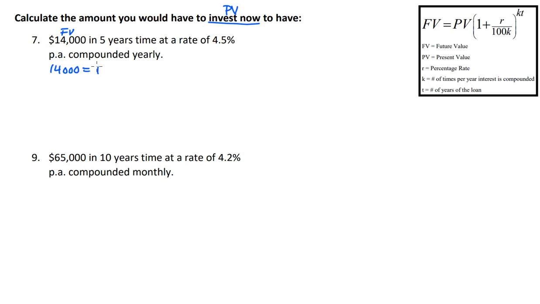14,000 equals the present value times 1 plus our rate, which is 4.5 over 100 times k. Compounded yearly is just 1. So there's a 1 there and a 1 there. And this is for 5 years. And that's 4.5, not 4, times 5. Okay. So simplify these first. 100, that's 5. Now look, we have 14,000 equals PV times some number here.